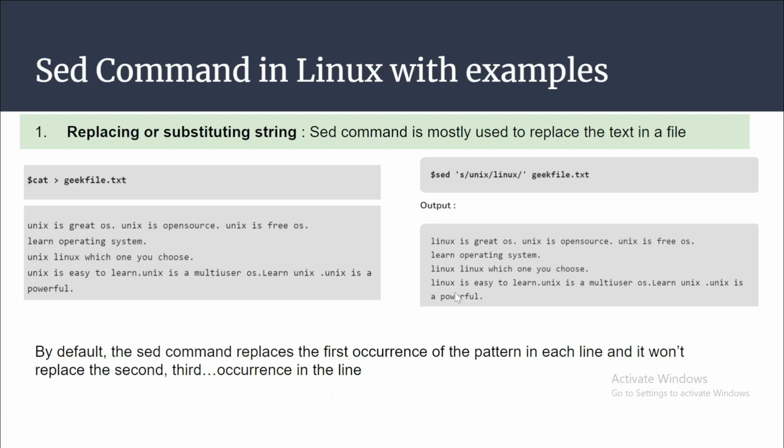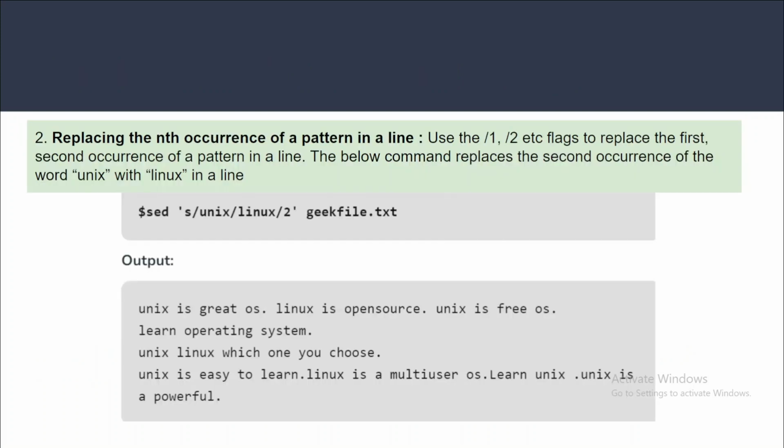So this is the feature: by default this sed command replaces the first occurrence of any pattern. It won't replace the second, third, fourth or fifth. If you have the same pattern repeated, it will only replace when it encounters the first Unix, with the Linux argument. But how can you replace all? We have those options also in the sed command.